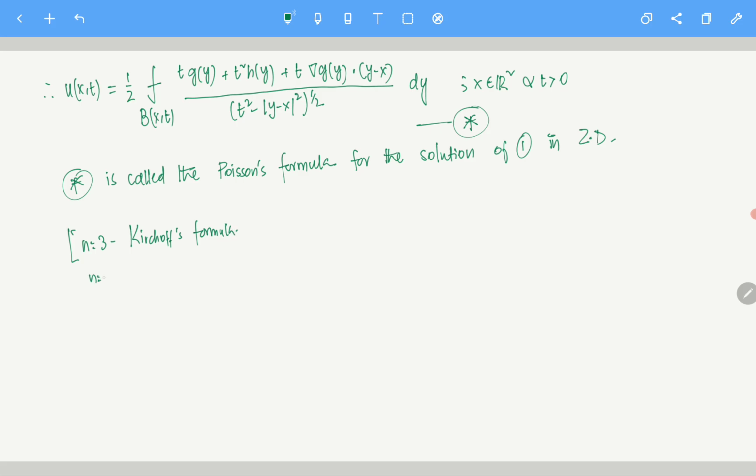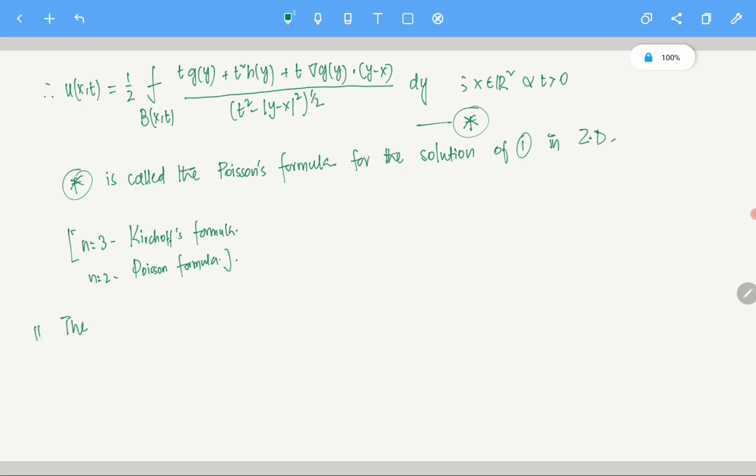And for n equals 2, it's called the Poisson formula. Now we are going to use a similar thing for higher dimension, but we'll do that next week. Clear? So after this, what we are going to do is, here we did the homogeneous problem, right? Now we will do the inhomogeneous problem.